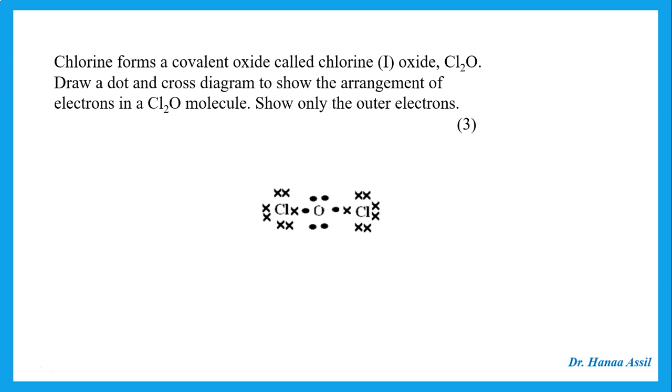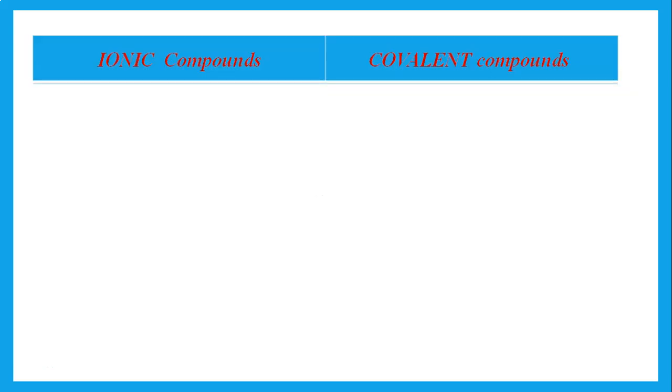That means we have oxygen in the middle, a chlorine on either side, and they're sharing 1 pair of electrons, each chlorine with the oxygen. Don't forget the extra electrons, the other 6 electrons around each chlorine, and the other 4 electrons around the oxygen. Are we okay with dot and cross diagrams? Okay, let's compare between ionic compounds and covalent compounds.